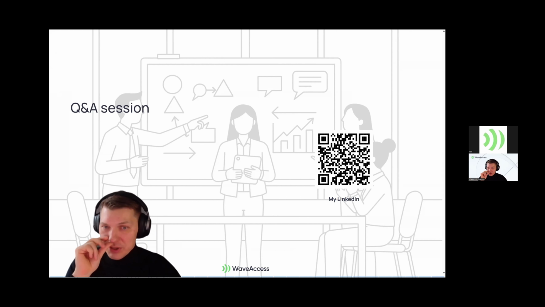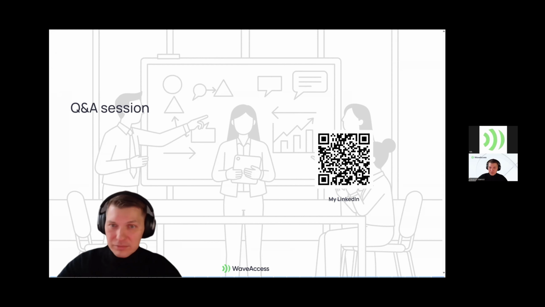Okay, more questions? I see one more question. Our current AI tools are only burning money on API so far. How to fix it?